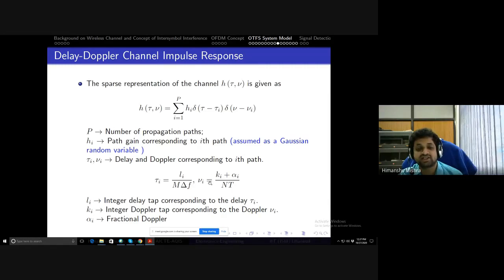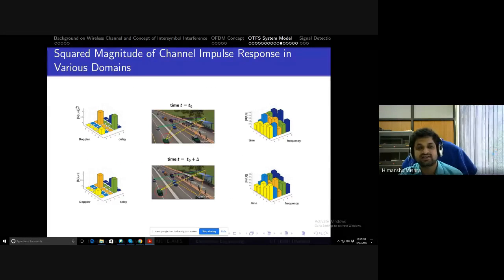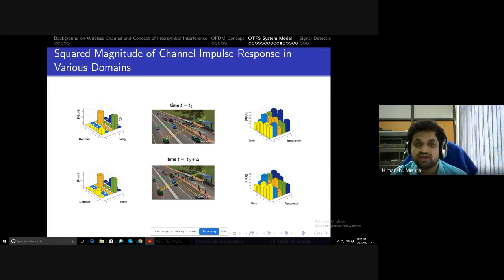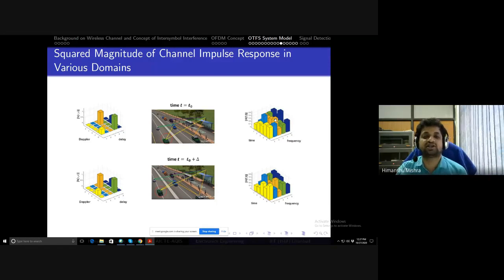So basically, you understand that l_i is the integer tap corresponding to delay tau_i, and k_i is the integer tap corresponding to Doppler nu_i. I already told you how you have a sparse representation: P number of paths means P channel taps in the delay Doppler domain. However, there are many taps in the time frequency domain.